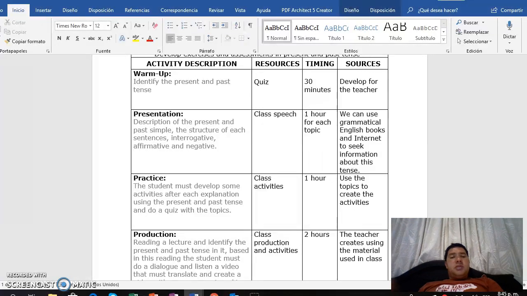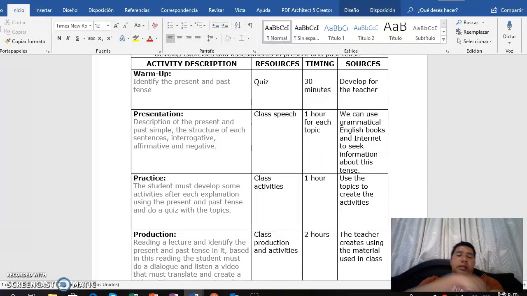And the presentation: a description of the present and past simple tense, the structure of each sentence. This is what I was talking about in the main aim of this lesson plan. So we're going to see the past and the present, and we're going to explain it in the class. And the class will understand all this process, and then we'll develop some exercises. This is ahead in the future.